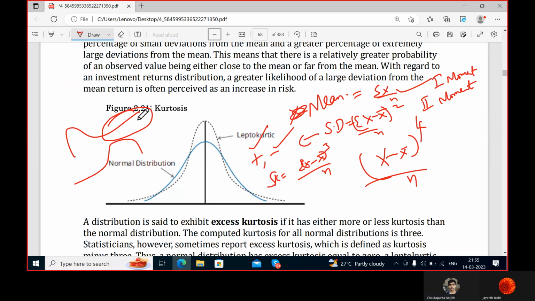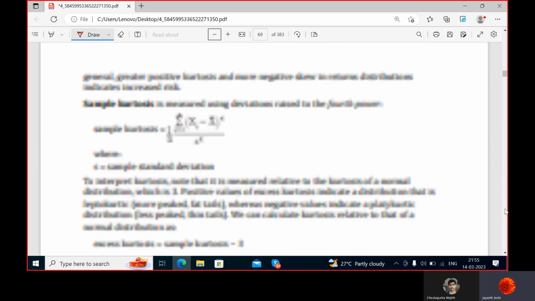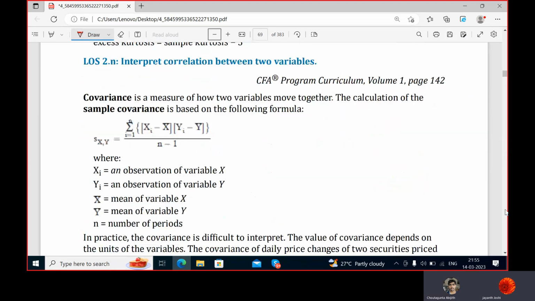The outliers are pulling the data, because most of the time maximum data lies in the tail, to the right side. See, this is a normal distribution. I'll give you a small example. Don't worry. This is a normal distribution.